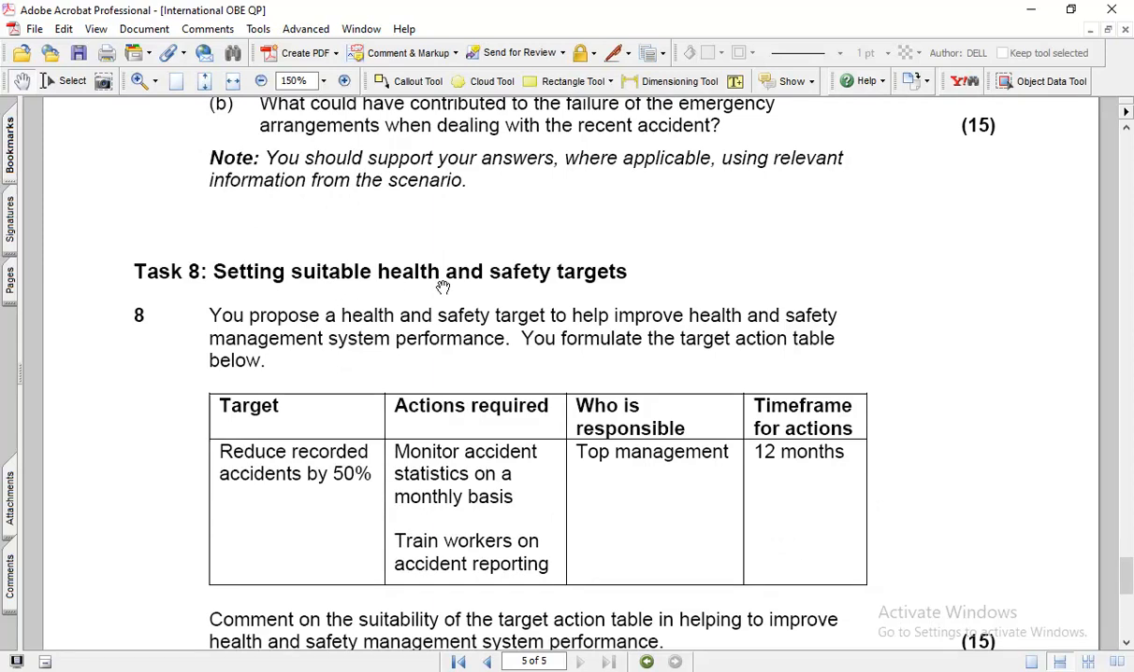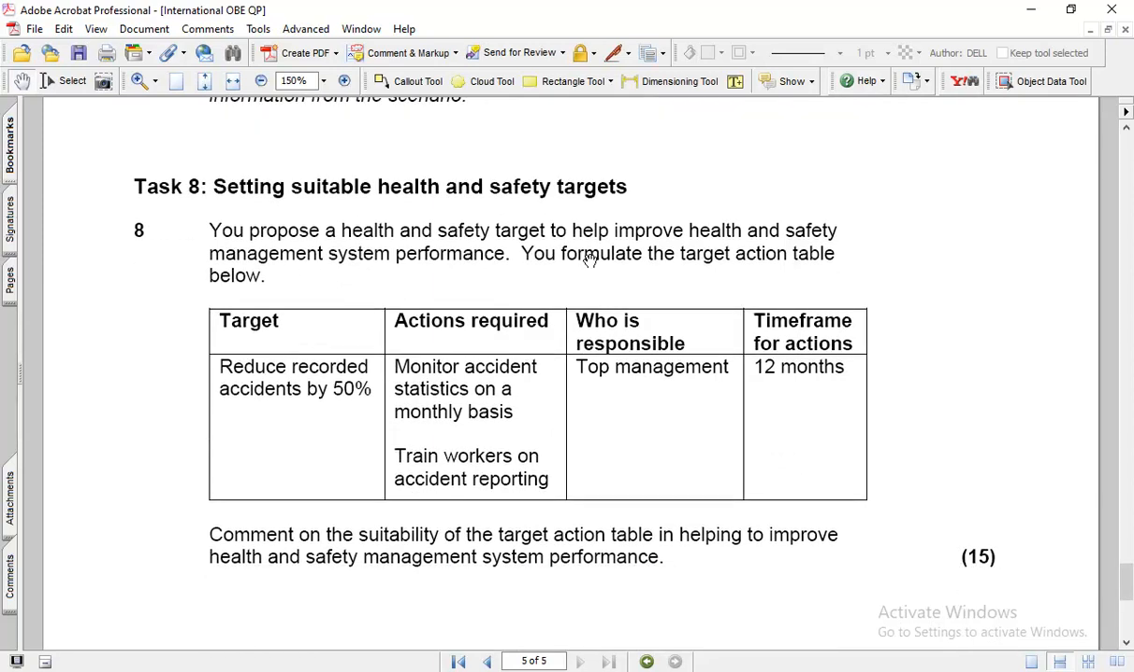Task 8, setting suitable health and safety targets. You proposed a health and safety target to help improve health and safety management systems performance. You formulate the target action table below. Reduce recorded accident by 50% is our target. The action advised is monitor accident statistics on a monthly basis. Train workers on accident reporting. Who is responsible is the top management.